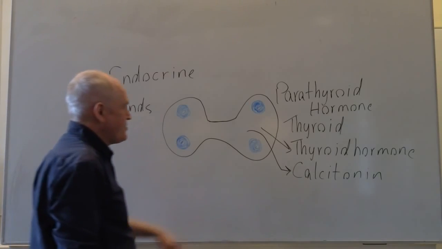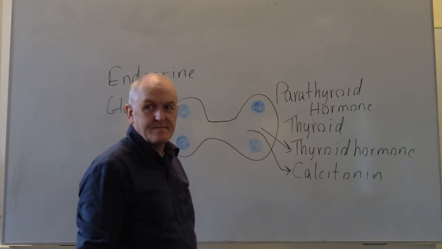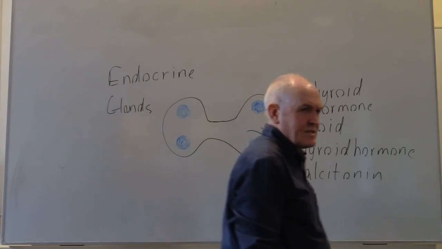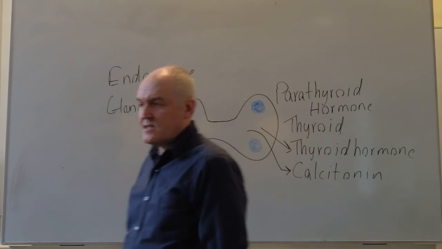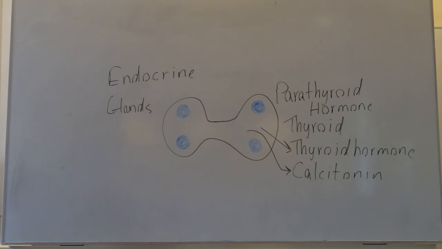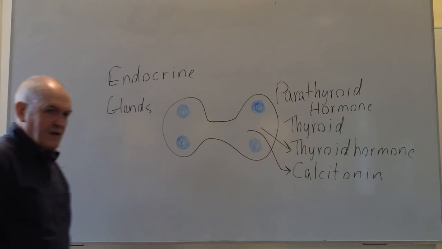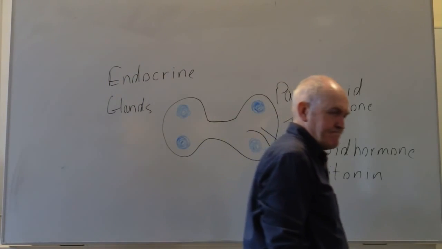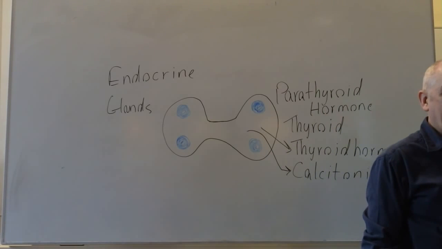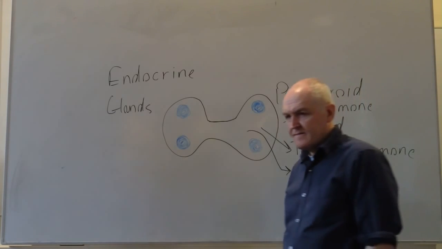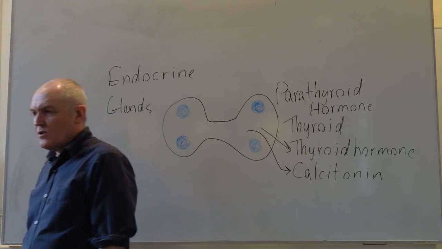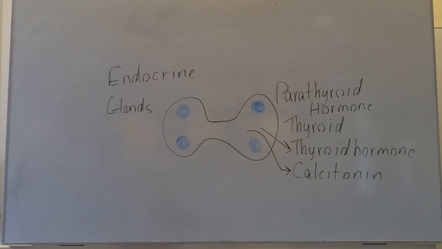So the thyroid gland is producing thyroid hormone. And what thyroid hormone does is it stimulates metabolic activity. It increases metabolic activity. So if you have more thyroid hormone, that will increase your metabolic rate. So if you don't have enough thyroid hormone, your metabolic rate will be reduced.